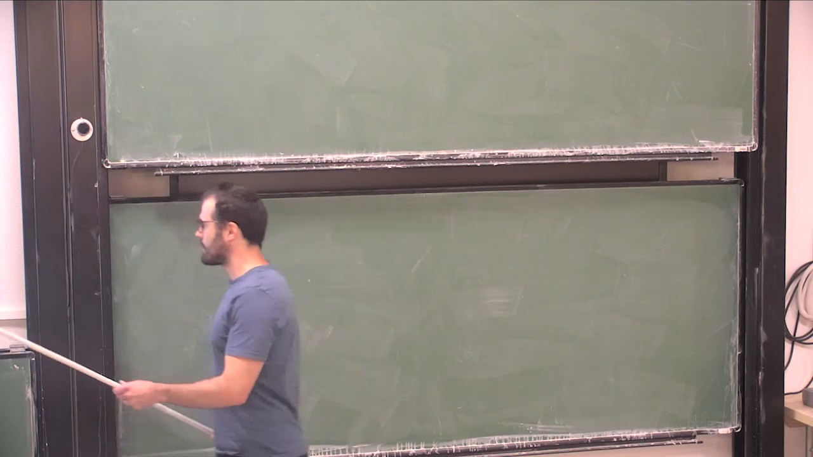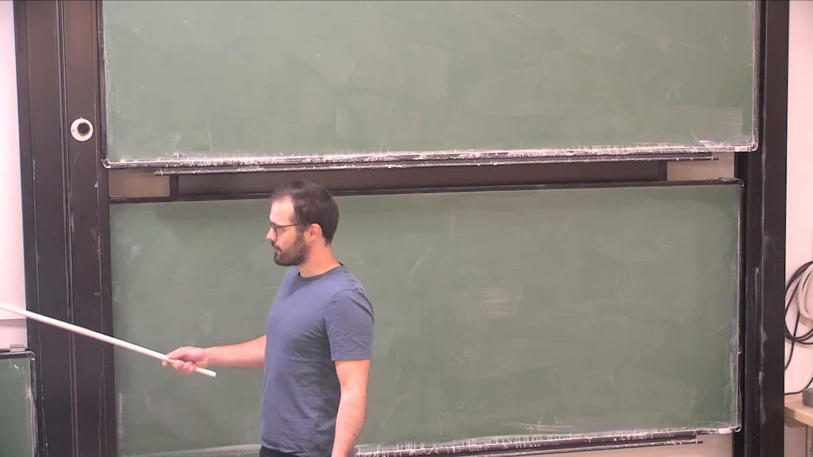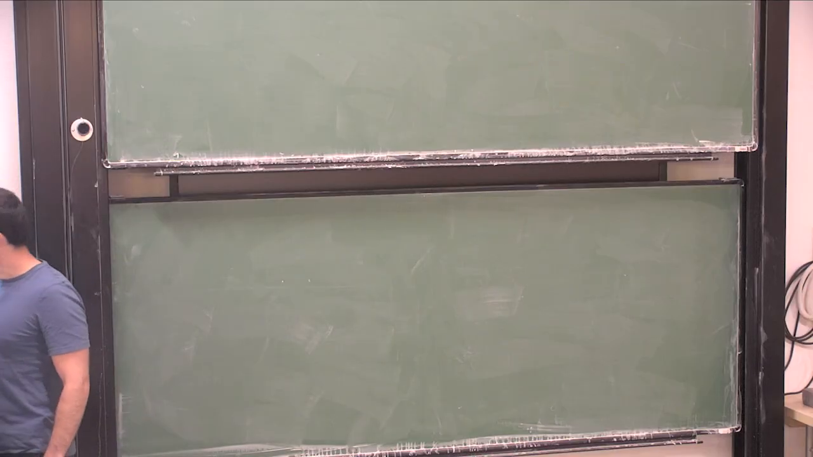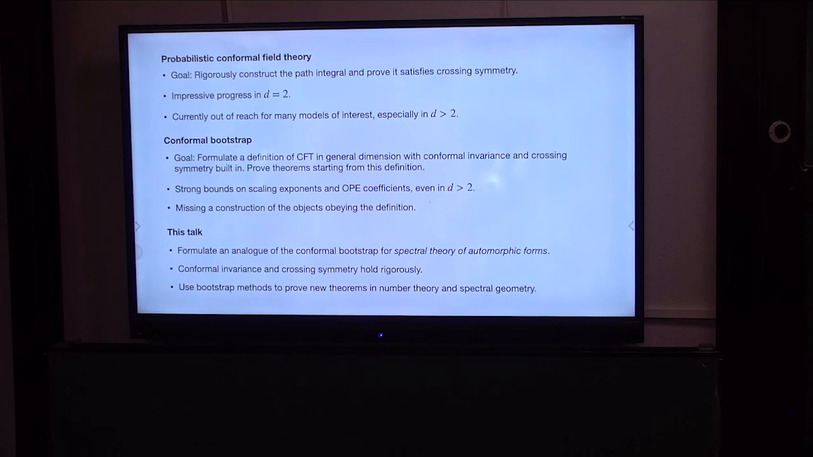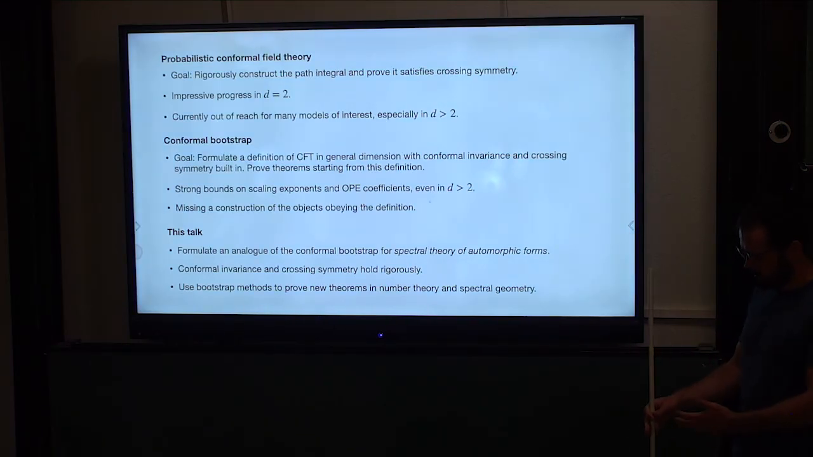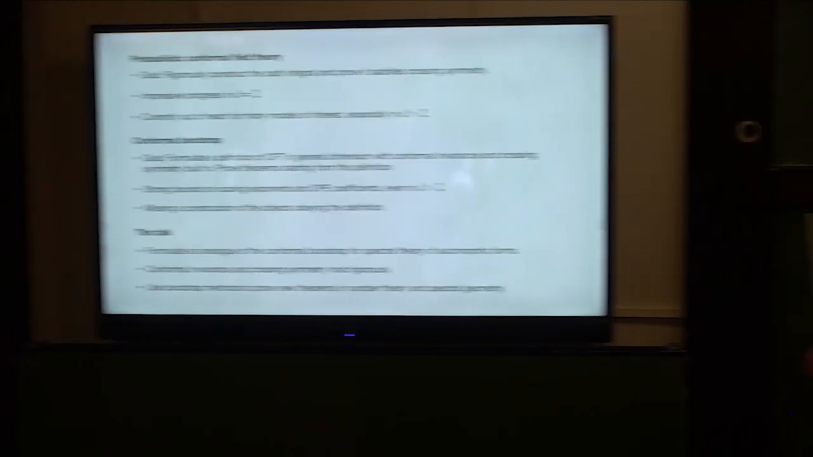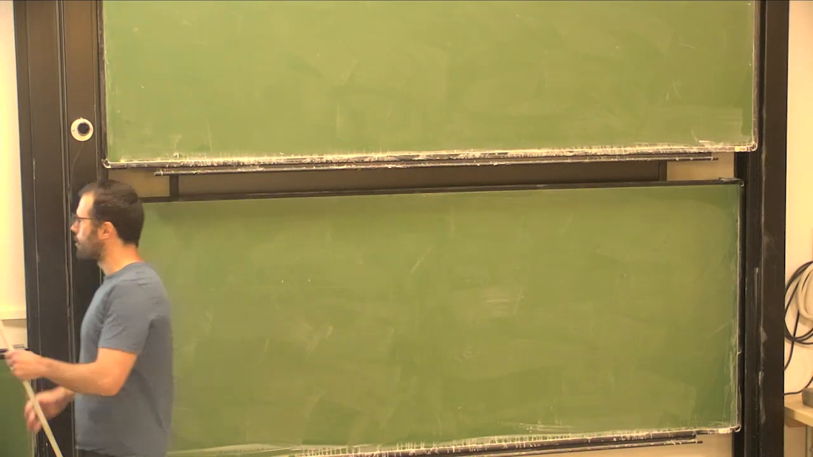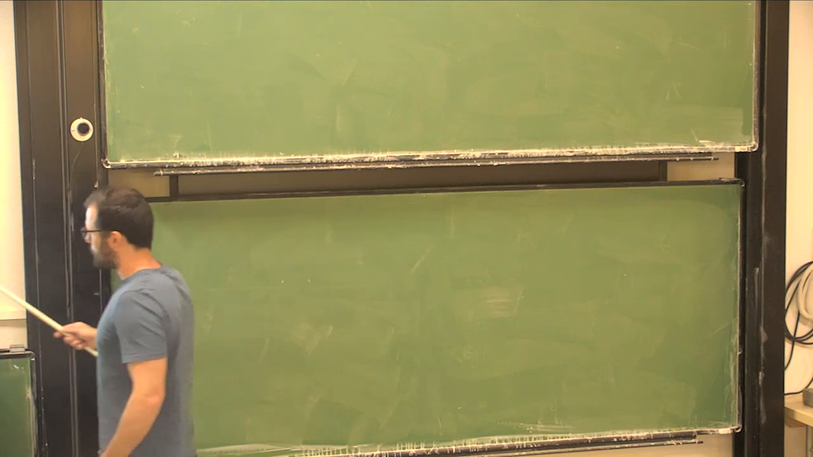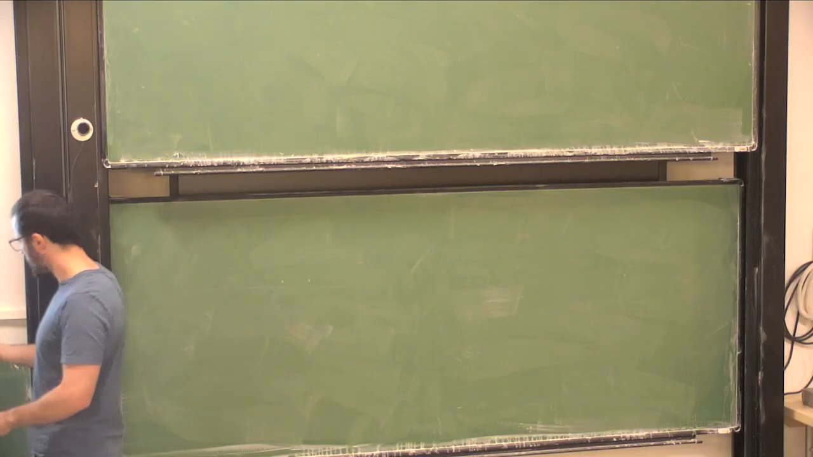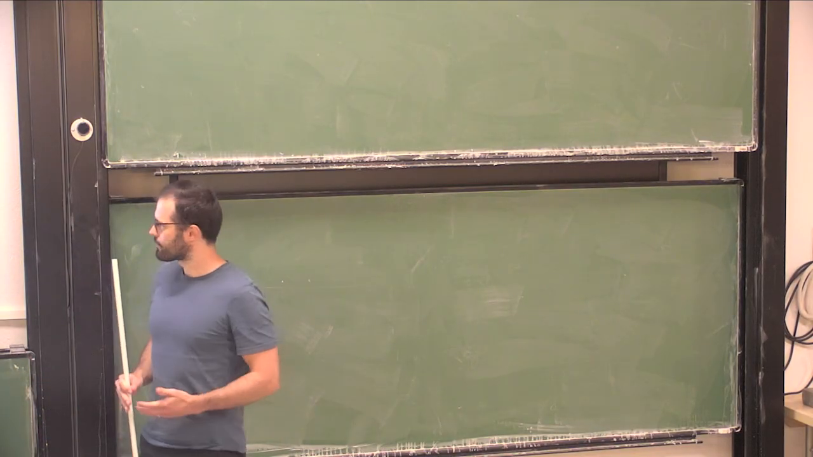So then there is an alternative approach to conformal field theory, which also works in general dimensions, which goes under the name of Conformal Bootstrap. And here the philosophy is a bit reversed. Instead of trying to prove conformal symmetry and crossing symmetry from some more elementary definition, you elevate these principles to axioms, and you formulate a definition of a CFT in general dimension, where conformal invariance and crossing symmetry are built in, and then you can try to prove theorems starting from this definition.